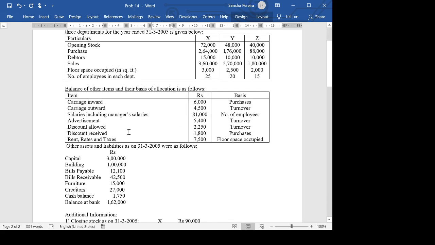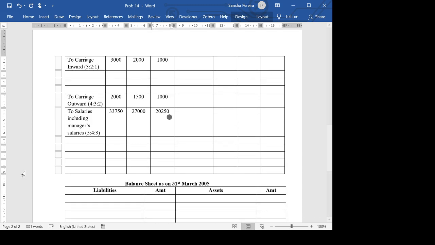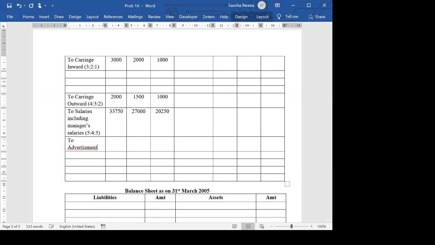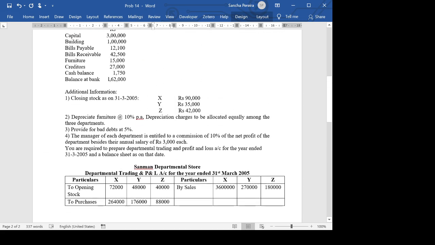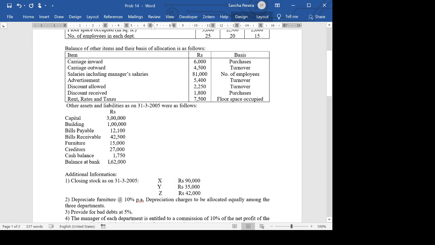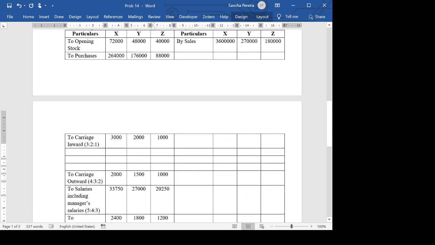Then there is advertisement based on turnover again. We already have the ratio, 5,400 to advertisement in the ratio of 4 is to 3 is to 2. So 5,400 divided in that ratio will give you 2,400, 1,800 and 1,200. Then there is discount allowed, again based on turnover, 2,250.